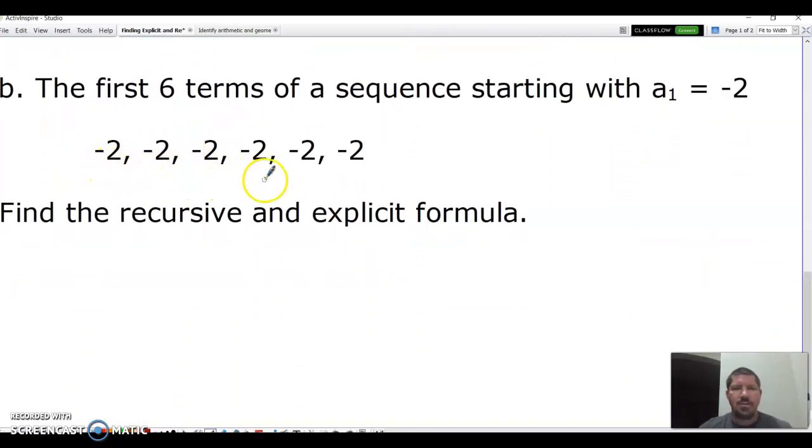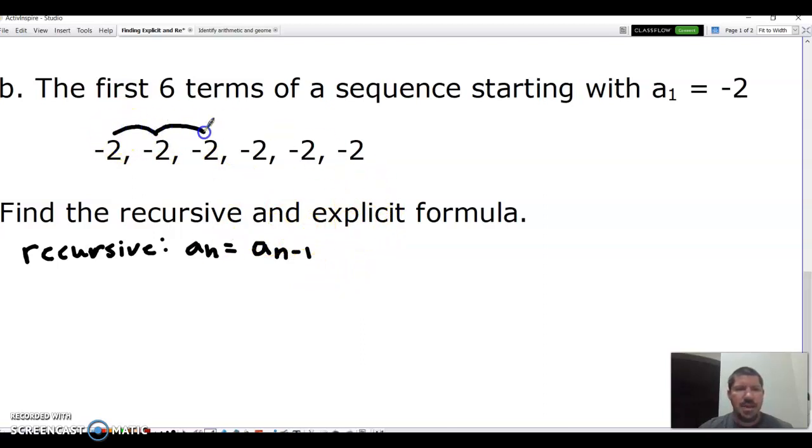When every term is the same, they're very easy. So recursive is that a sub n is equal to a sub n minus 1. This is when they are the same. What you notice is that I am adding 0 every time.